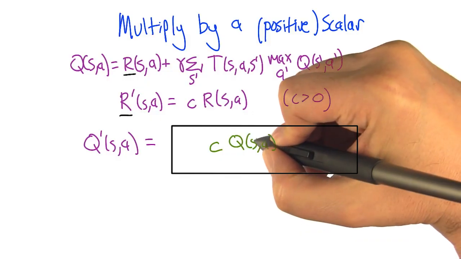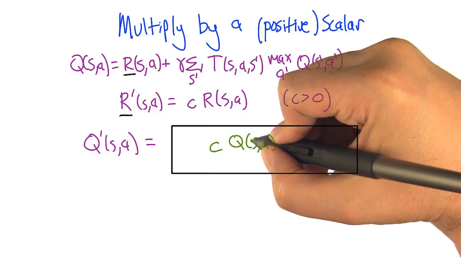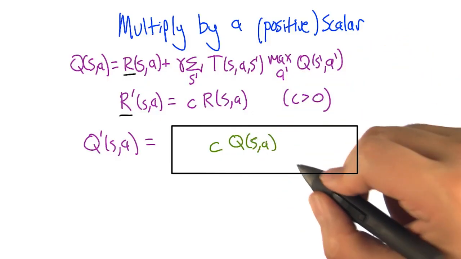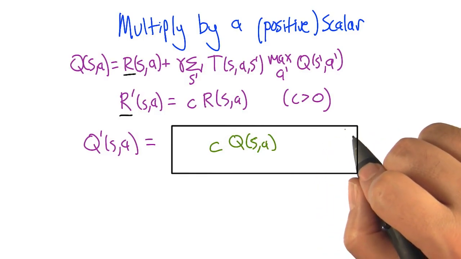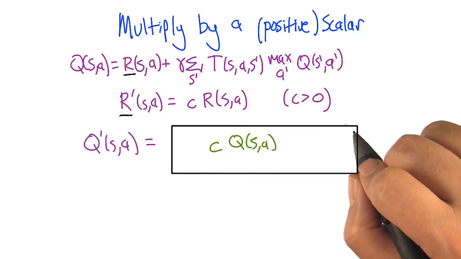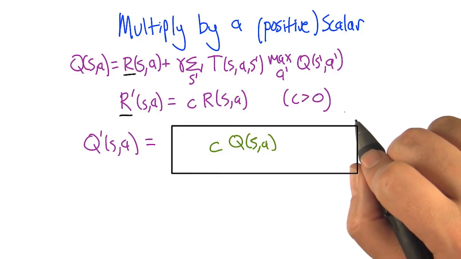Right, and that makes sense, at least to me conceptually. Reward is your reward, and the Q value is the kind of true reward you get, the summation of all the rewards you're going to get. So if I double the rewards, I should double the value. Yeah, that's good. So that is the right answer, and I just want to go through a quickie derivation to show why that's the case.